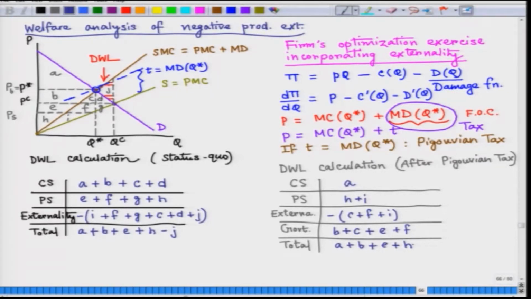So, now note that by imposing a tax, which is alternatively measured by this gap between PB and PS, I have successfully eliminated the dead weight loss area, okay, because it is not present in the new total economic surplus that we have found.